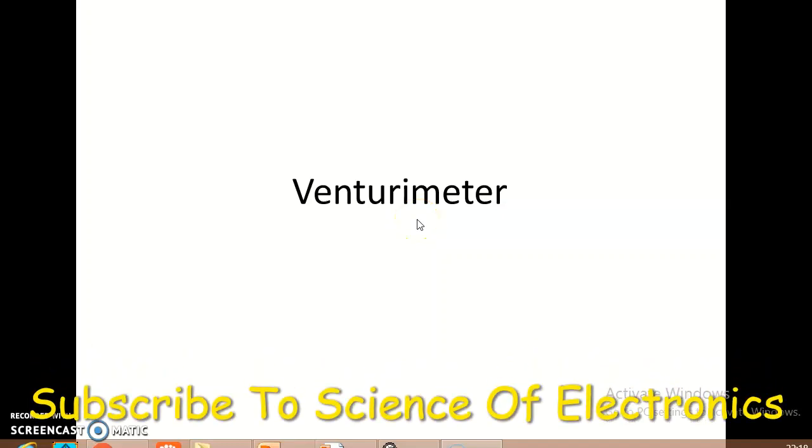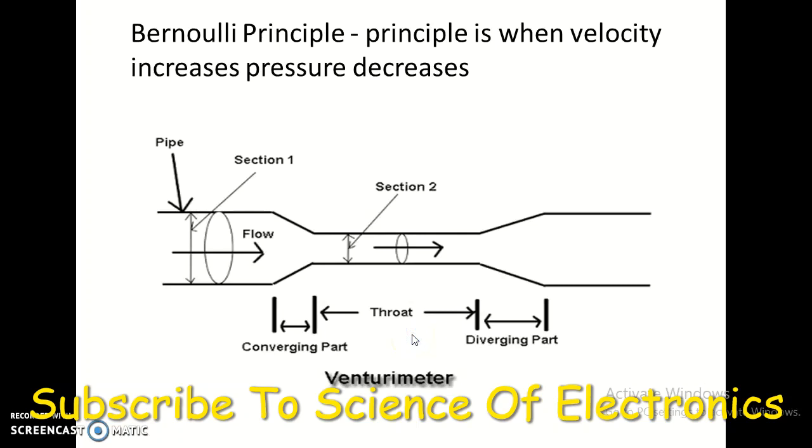Let us see the working of venturimeter. Now venturimeter is a flow measurement device, which is also a variable area flow measurement device or flow meter, like the rotameter we have seen previously. Now venturimeter is based on Bernoulli's principle.